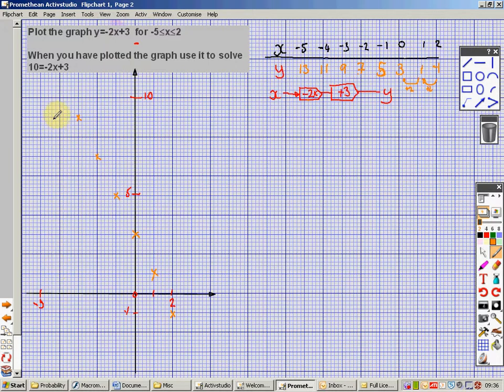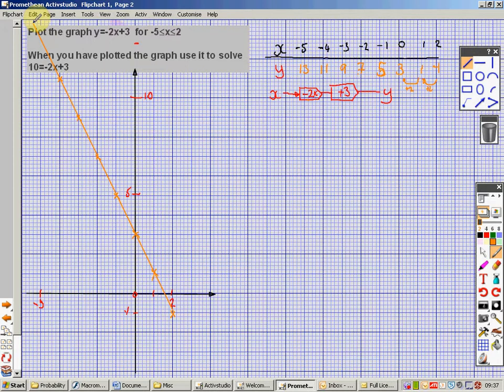Begin to see here that the pattern is every time we go back 1 square, it goes up 2. That's because the gradient is 2. I can now get my straight line tool. You can get your ruler. And we can draw a nice line through all those points, and it will carry on up to there. That's my graph drawn. That'll be 3 out of the 4 marks for this question.